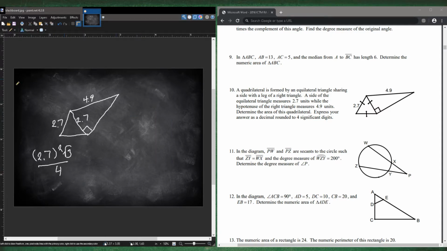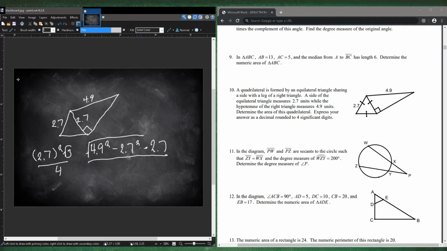Now we need to find the area for our right triangle. Okay, so we need to find just the height on this part. So you use the Pythagorean theorem: the square root of 4.9 squared minus 2.7 squared is equal to the side length. And to get the area, you take that side length times the other side length, which is 2.7, divided by 2. So I'm just going to put this in parentheses, times 2.7 divided by 2. It's equal to this area. Now we add them together and see what the answer is.